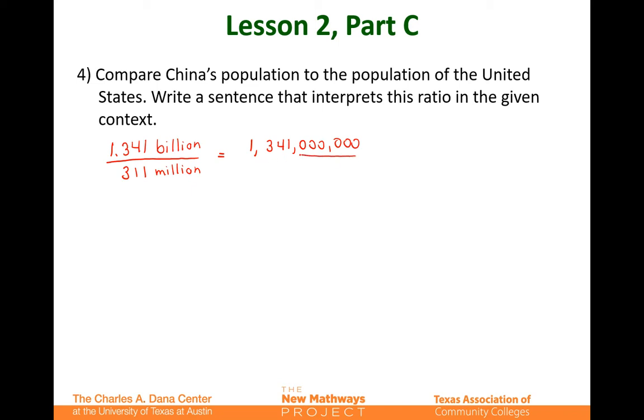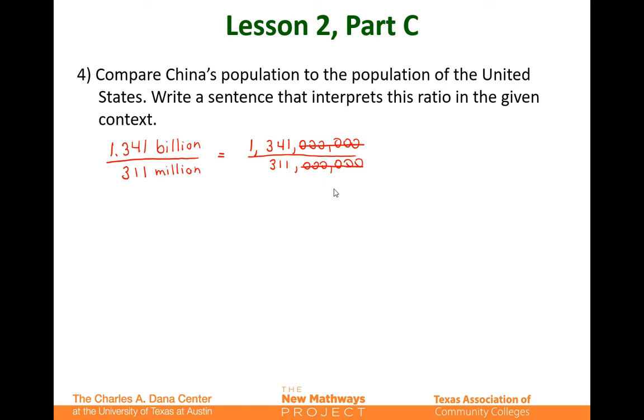And this, of course, is just 311 million. Notice there's 6 zeros at 6 zeros. We can just reduce that. Now, that's kind of an awkward ratio. We might want to try to round those numbers a little bit. It's probably not going to reduce very well either way.